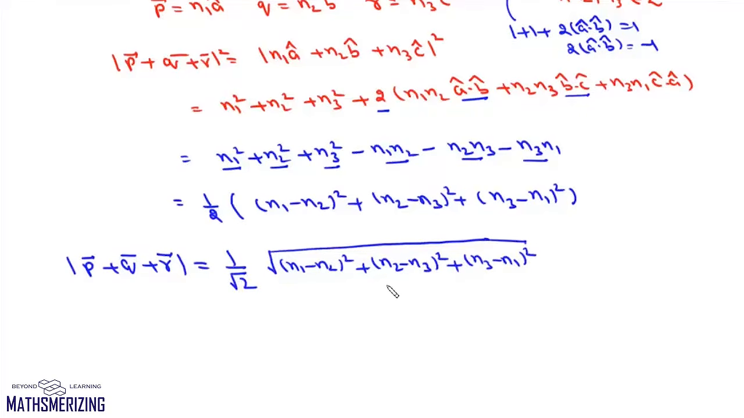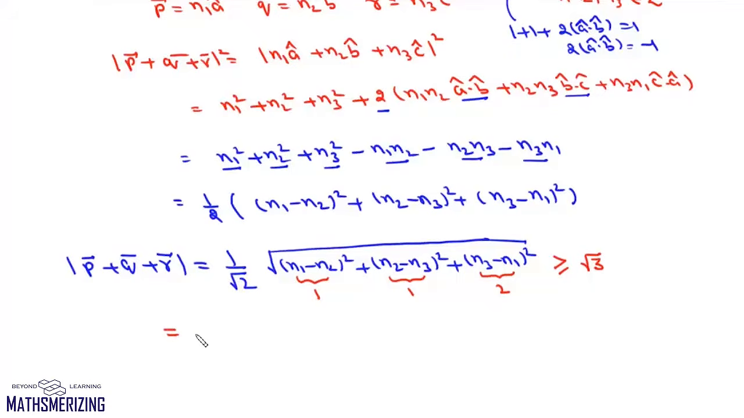Now since n1, n2, n3 are distinct integers, the difference between n1 and n2 will be at least 1. The difference between n2 and n3 will be at least 1. And the difference between n3 and n1 will be at least 2. So magnitude of p plus q plus r is always greater than or equal to, putting the differences as 1, 1 and 2, root of 1 plus 1 plus 4, which is root 6. Root 6 divided by root 2 is root 3. So the magnitude of p plus q plus r is always root 3 or greater.